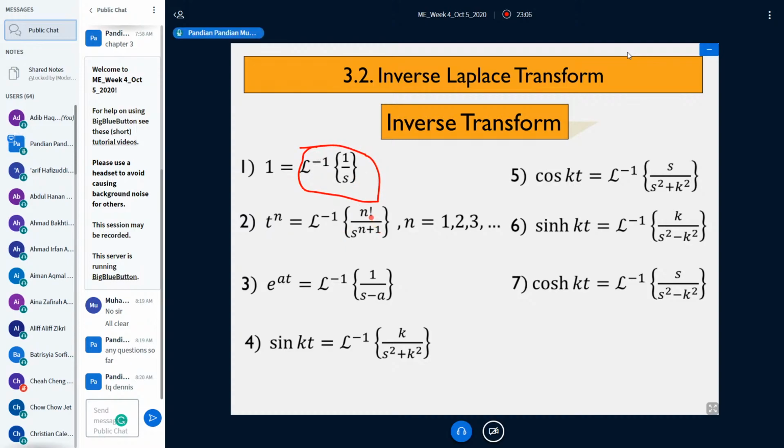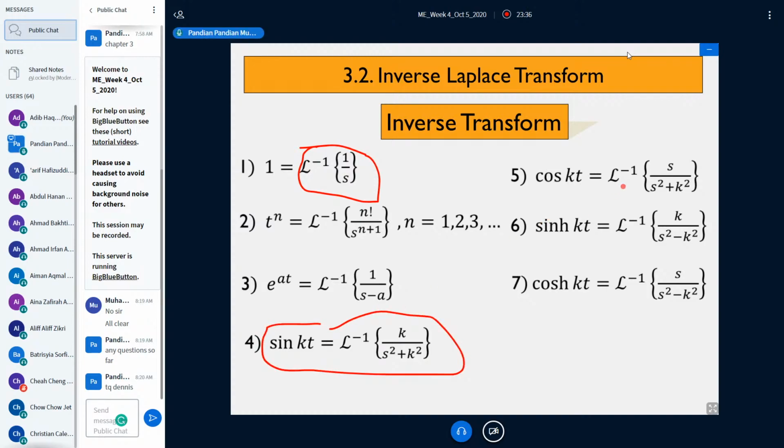Laplace of t^n is n factorial over s^(n+1). But inverse Laplace of n factorial over s^(n+1) is t power n. Laplace of e^(at) is 1 over s minus a. Inverse Laplace of 1 over s minus a is e^(at). So inverse Laplace must be a function of t. And inverse Laplace of k over s square plus k square is sine kt.